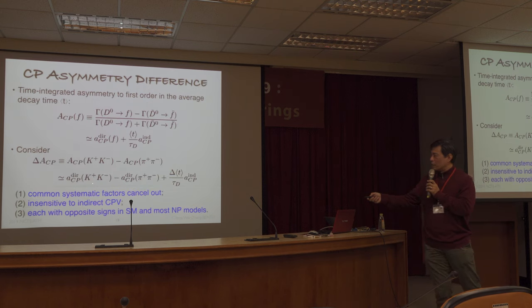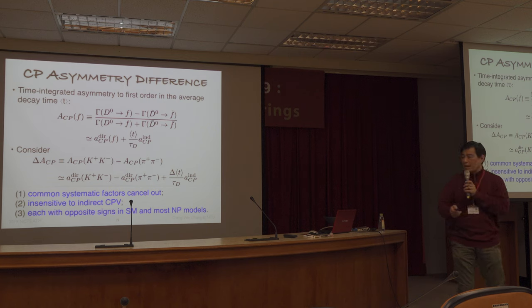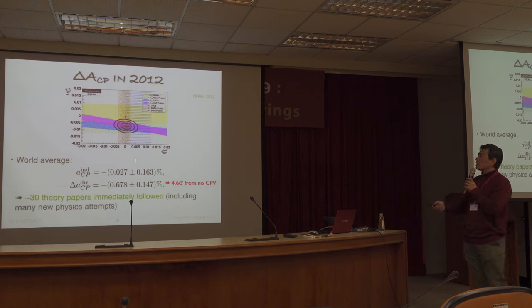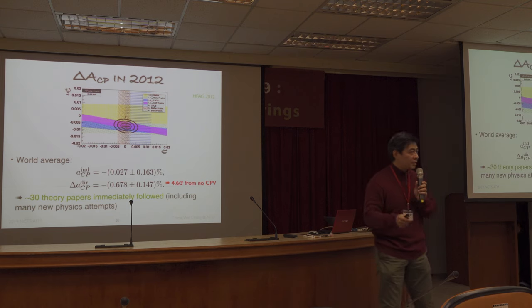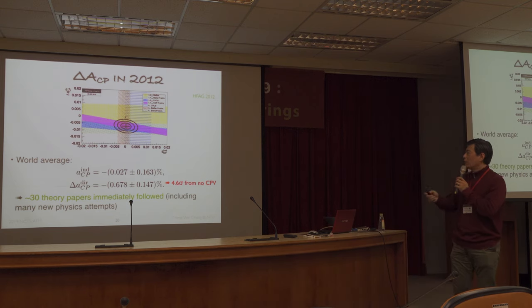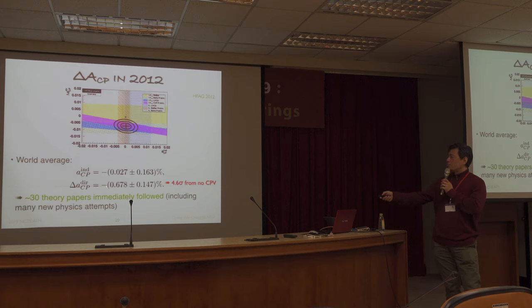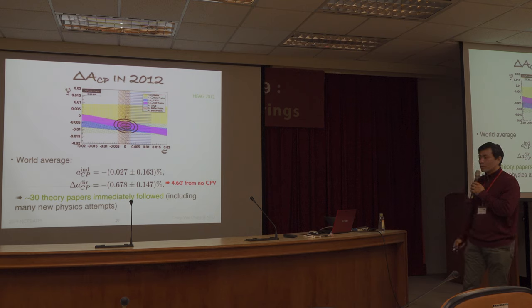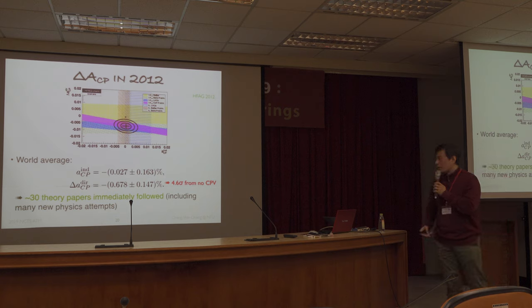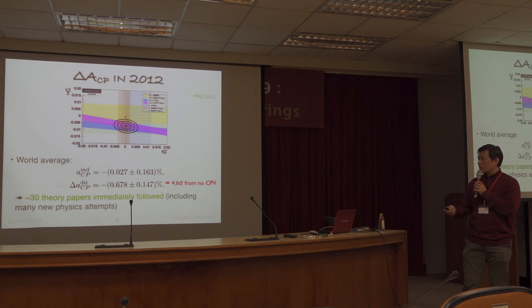So in this case, if you take the difference, you get a larger value, okay? So this is the data from 7 years ago. First, LHCb reports their data, followed by CDF and Belle. And the world average at that time was minus 0.678%. Okay, so in other words, almost minus 7 times 10 to the minus 3. And this is almost 5 sigma away from zero CP violation. So we almost established CP violation in this case at that time.